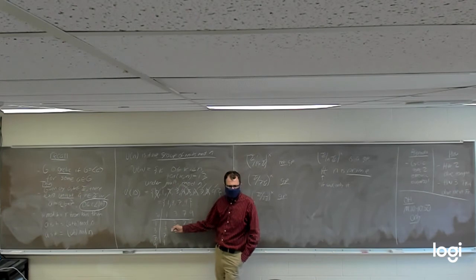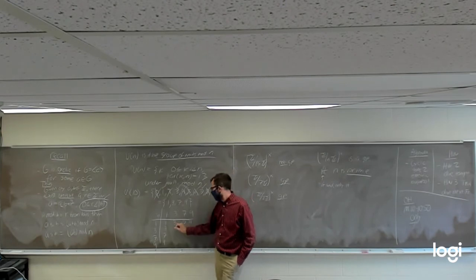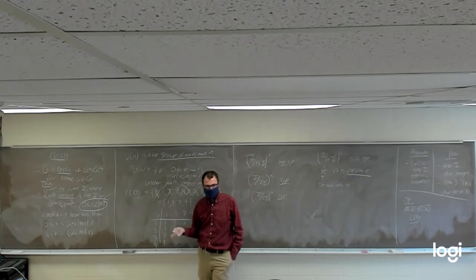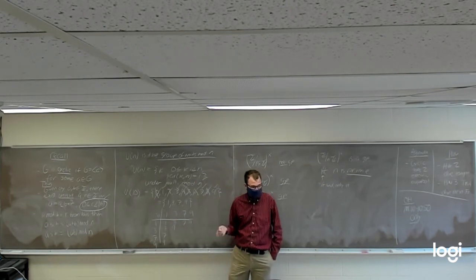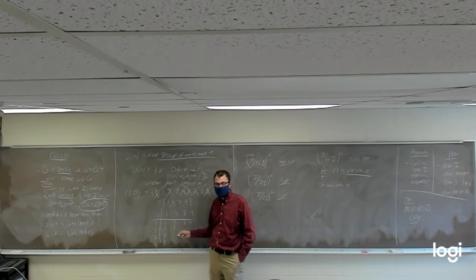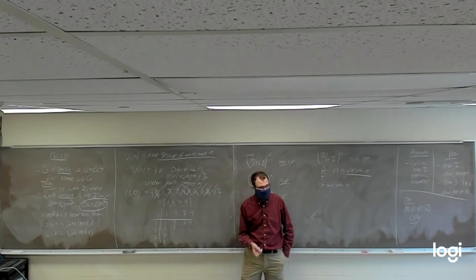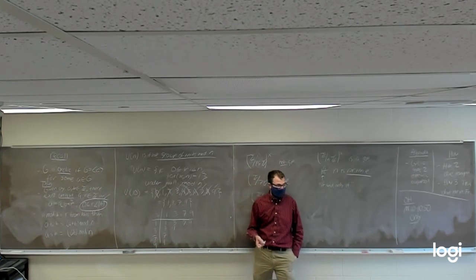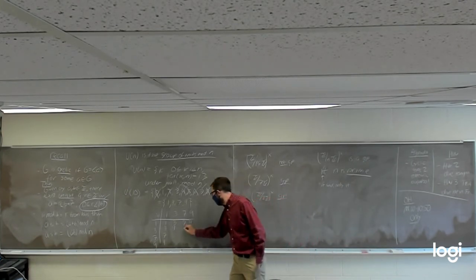3 times 3 mod 10. 3 times 3 is 9, which is totally okay. It can just be 9 mod 10. 3 times 7 mod 10. If we were to take 3 times 7 and then divide by 10, what would the remainder be? It's going to be 1.